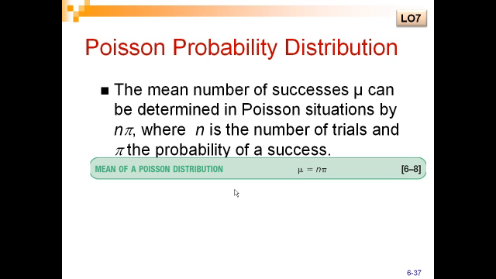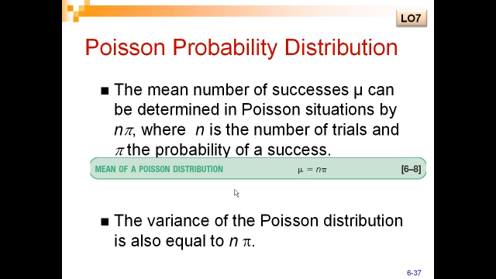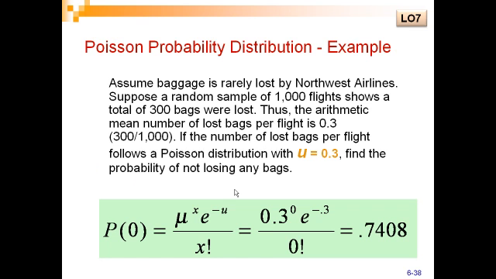Again, the mean number of successes mu can be determined in a Poisson situation by n pi, where n is the number of tries and pi the probability of a success. The variance of the Poisson distribution is also equal to n pi.